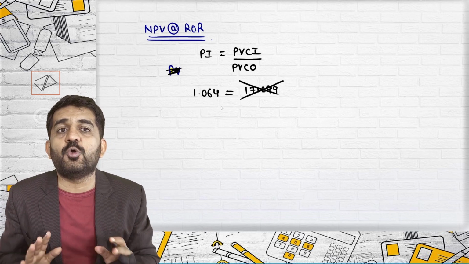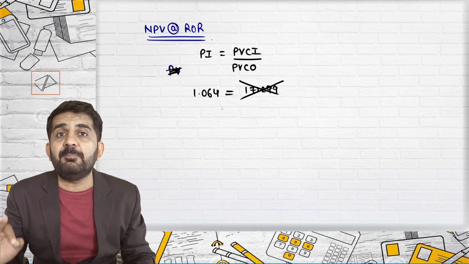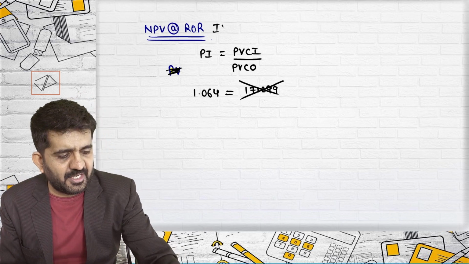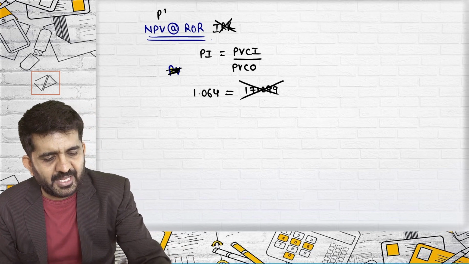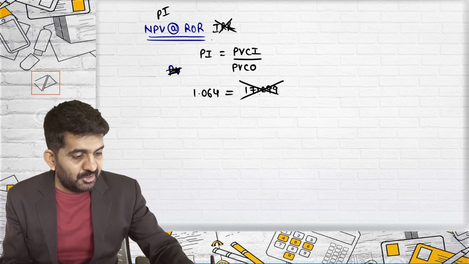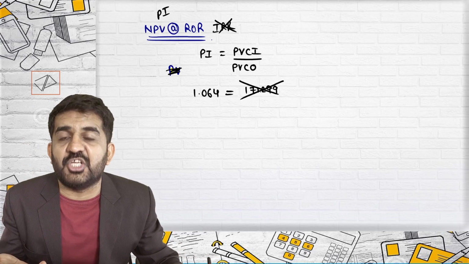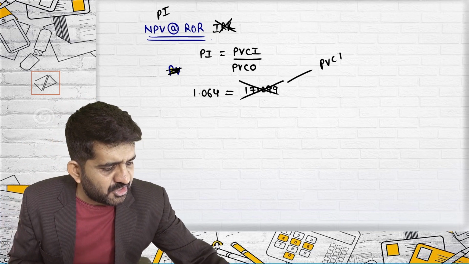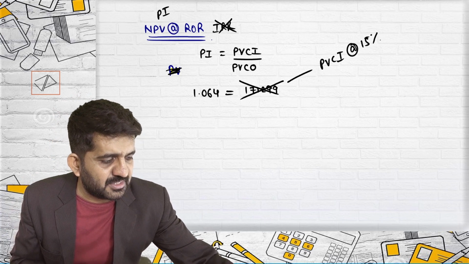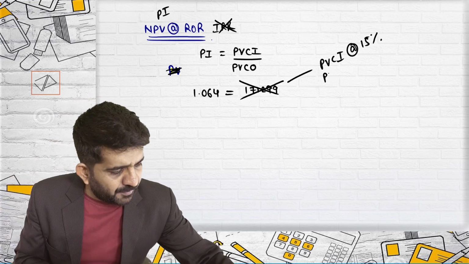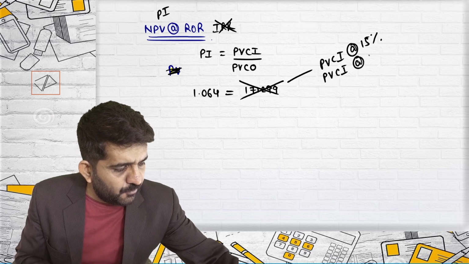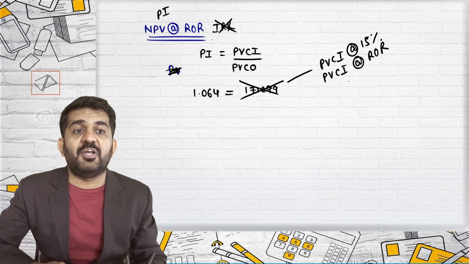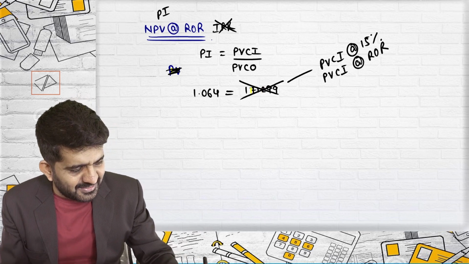15% is not my required rate of return. NPV and PI are found out at required rate of return and not at IRR. Both NPV and PI. So this is not my present value of cash inflow. This is present value of cash inflow at 15%. What I want is present value of cash inflow at required rate of return. Sir, what is required rate of return? We don't know.